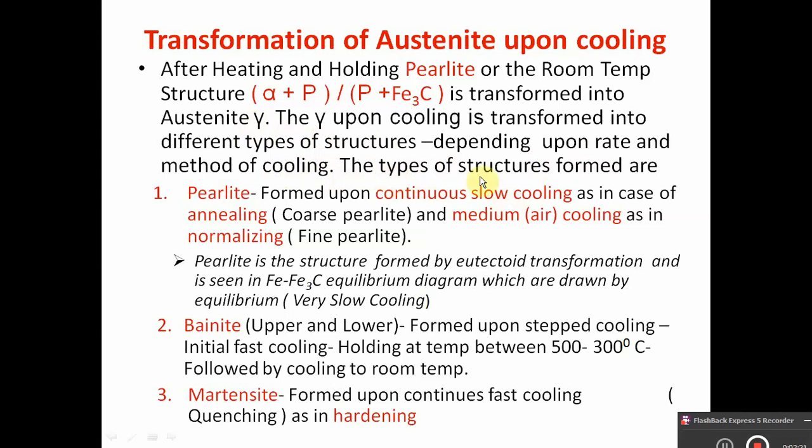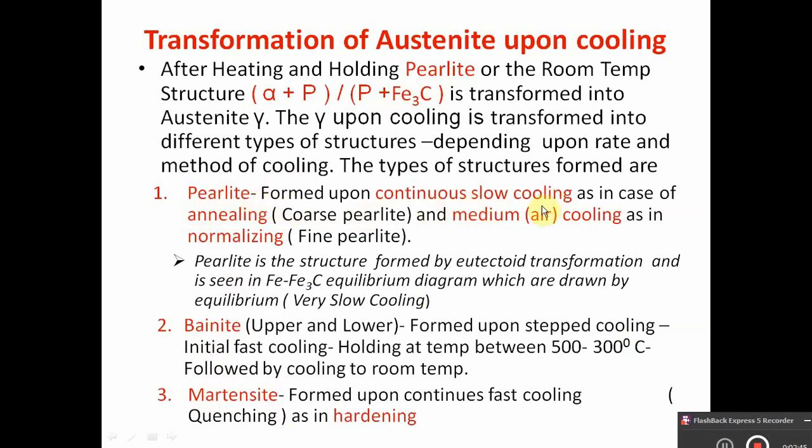The types of structure formed are called pearlitic structure, bainitic structure and martensitic structure. We will see one by one how austenite gets transformed into pearlite, bainite and martensite in subsequent slides. Firstly, we will see how austenite will be transforming into pearlite. It is formed upon continuous slow cooling.